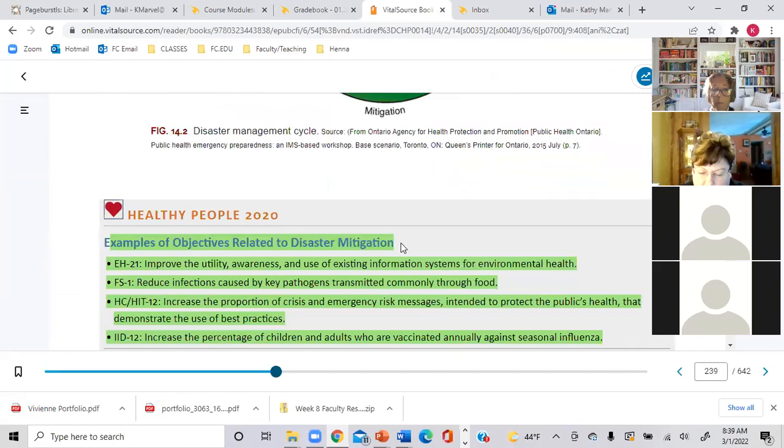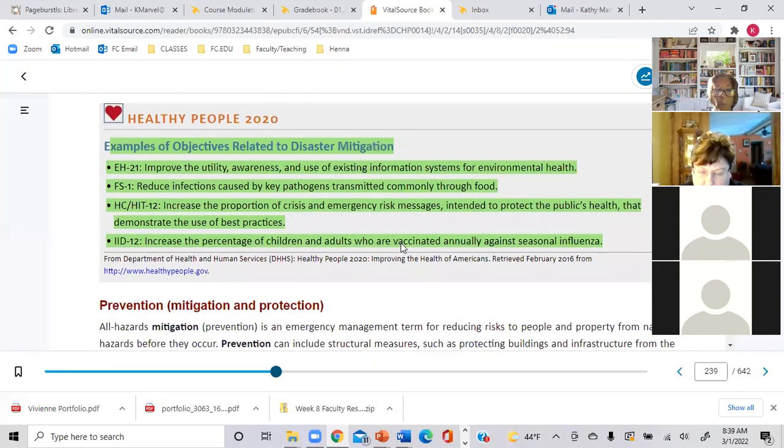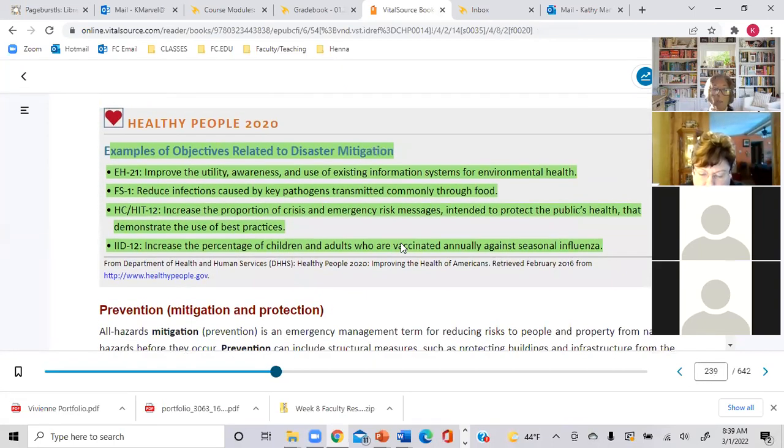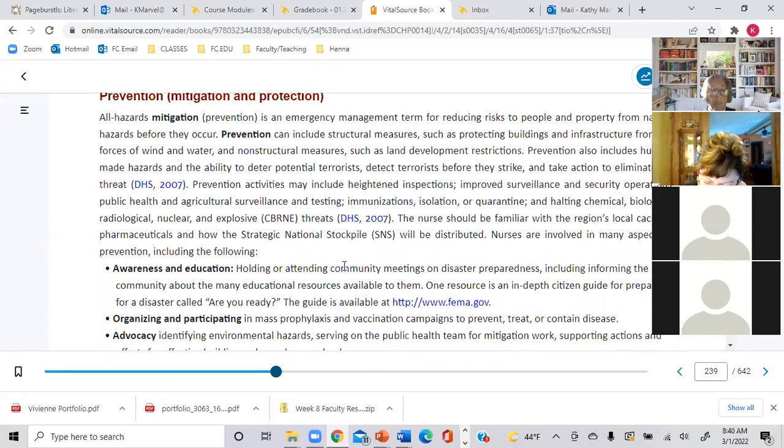Okay, here's your Healthy People 2020. Okay, you've got 4 objectives related to disaster mitigation. If you're asked about this in the exam, the right answer is one of these 4. There's many more objectives that we can develop related to disaster mitigation, but if the exam asks you about it, we specifically want to know what Healthy People 2020 objectives are. Okay, then it goes through each of the stages.